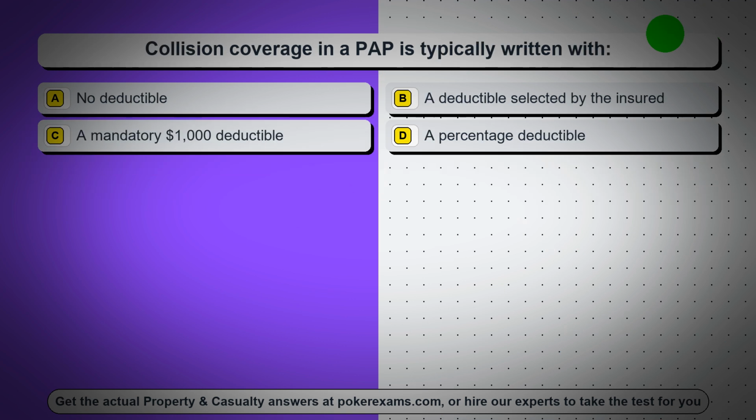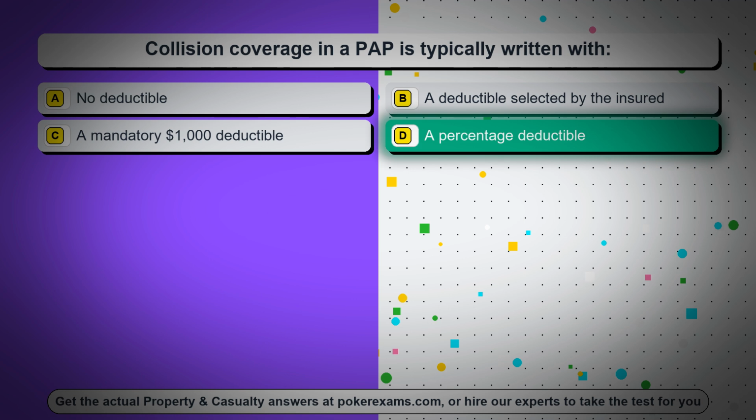Question 20. Collision coverage in a PAP is typically written with, option A, no deductible. Option B, a deductible selected by the insured. Option C, a mandatory $1,000 deductible. Option D, a percentage deductible. The correct answer is option D, a percentage deductible.